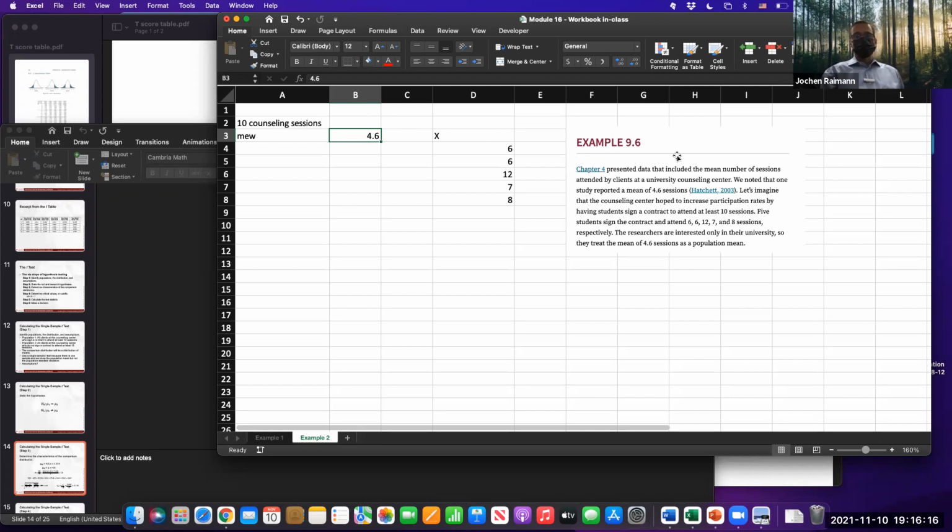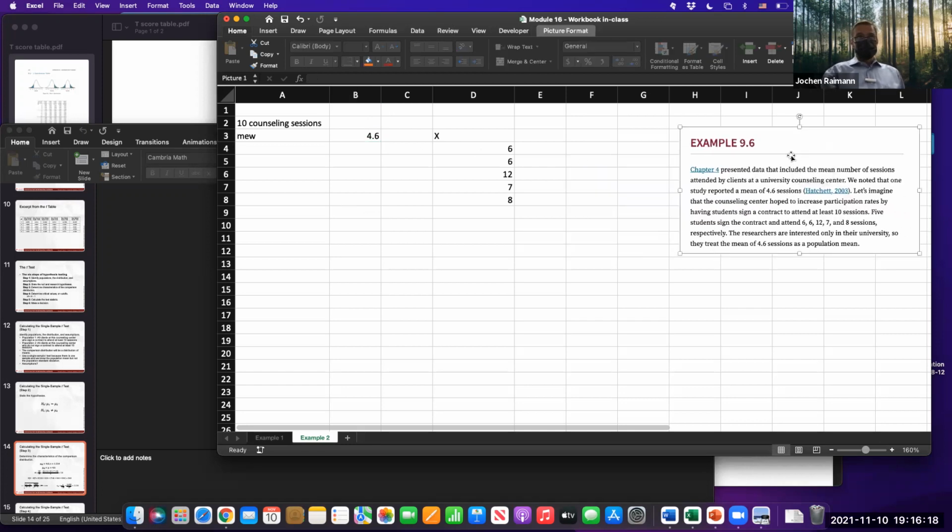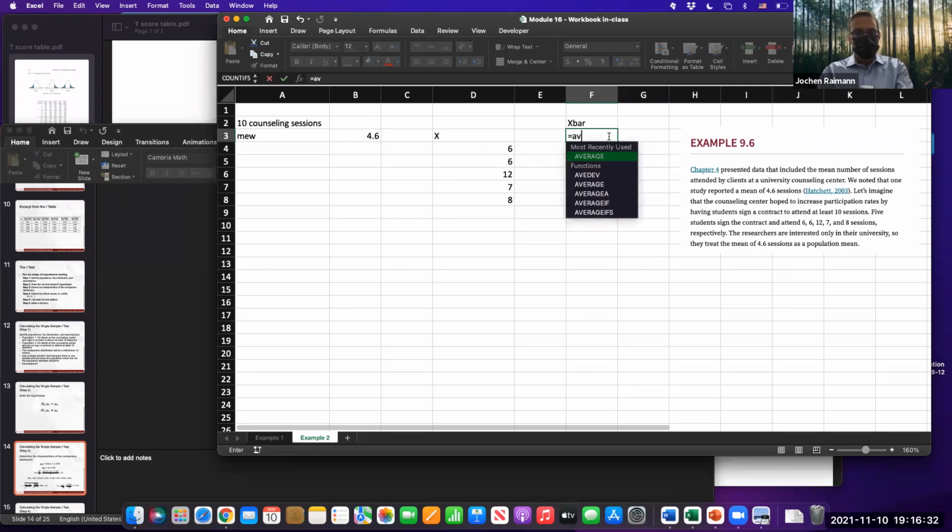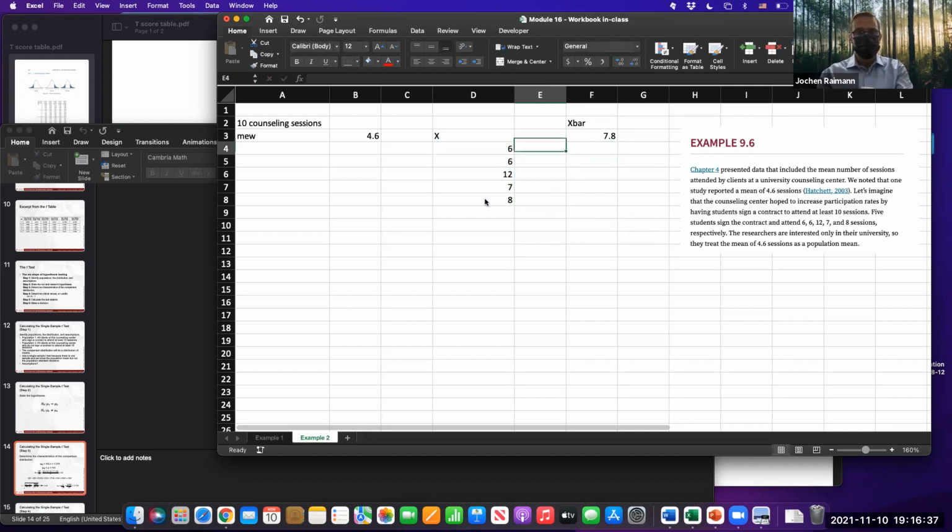What are we going to do first? What do we need? We need the X bar. Yes, exactly. So X bar, we're doing the average of this. Perfect. What are we doing now? And then you need the other formula we used before. Exactly, yes. And what are we calculating now?